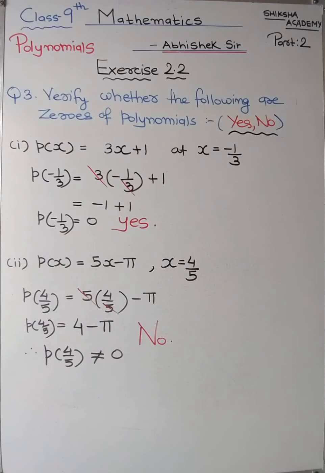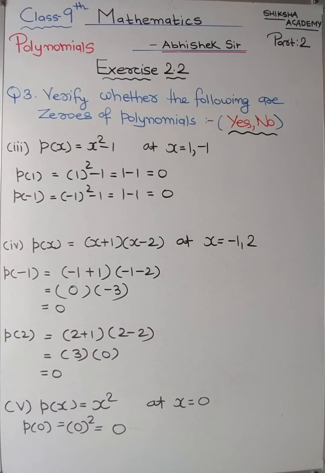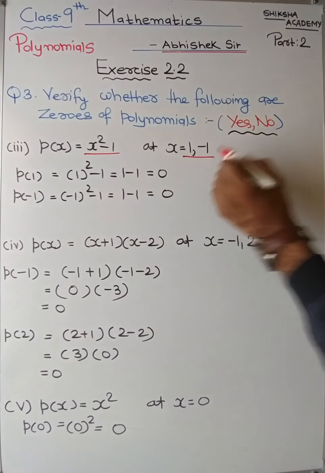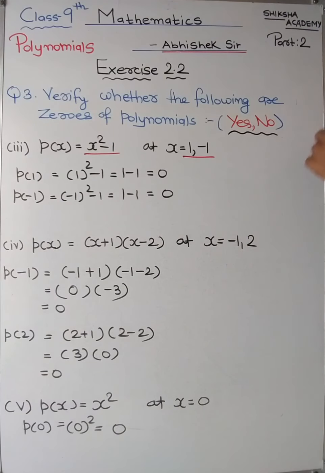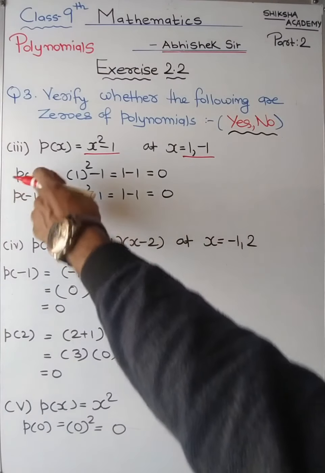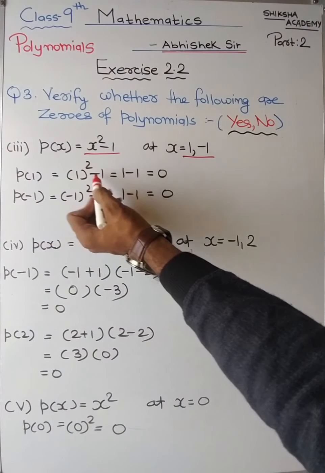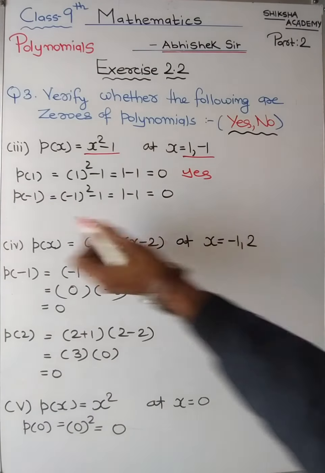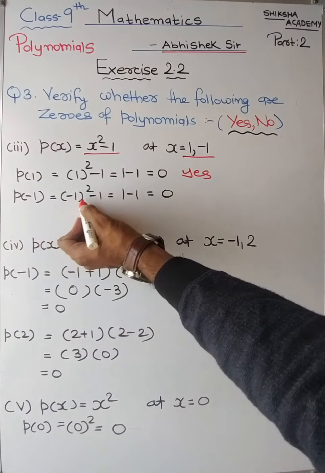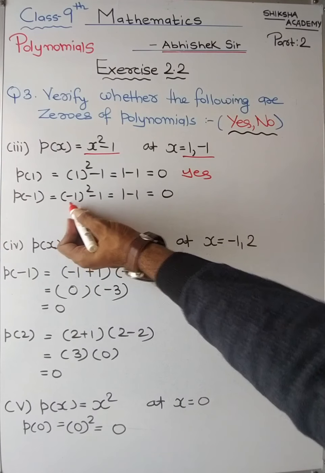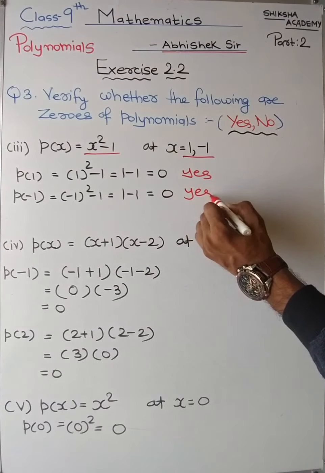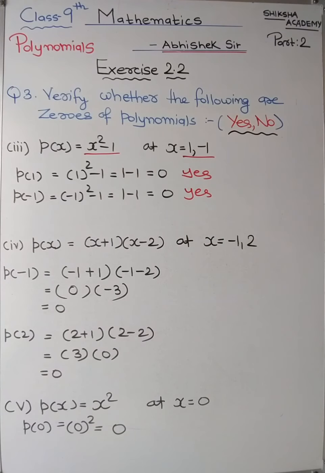Question number 3 says, in question 3 we have x square minus 1 at x equals to 1 and minus 1. Two values are given, that is why we have to solve it 2 times. So p of 1 is 1 square minus 1, that is 1 minus 1, 0. So it is yes. P of minus 1 is again minus 1 square minus 1, minus 1 square is plus 1, plus 1 minus 1 is 0. So again we have to write yes over here. So yes, it is the 0.